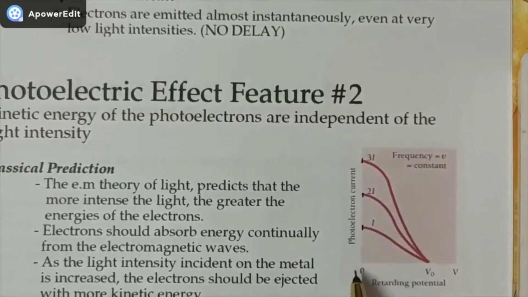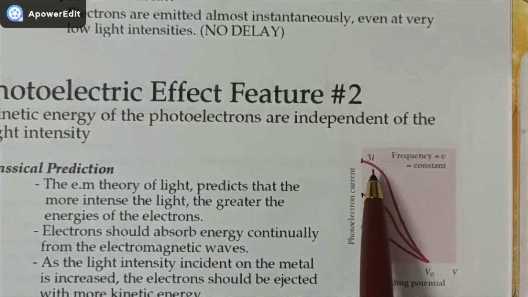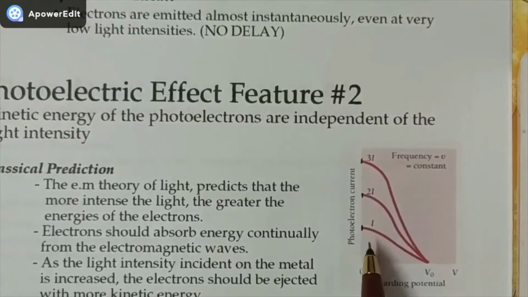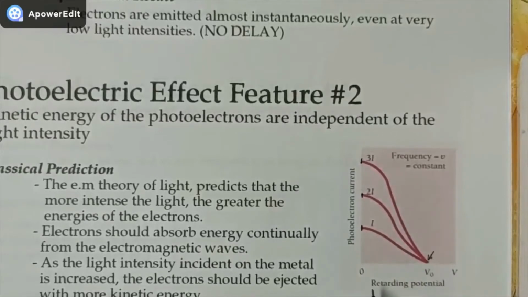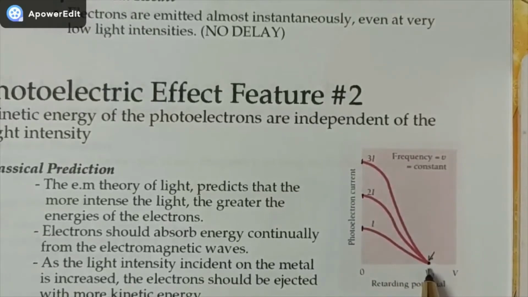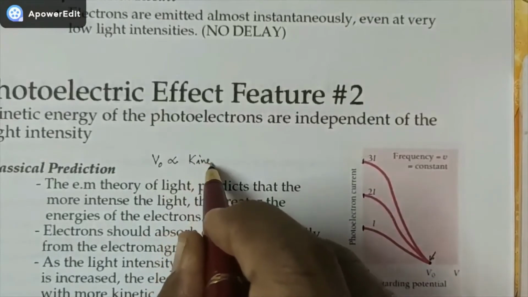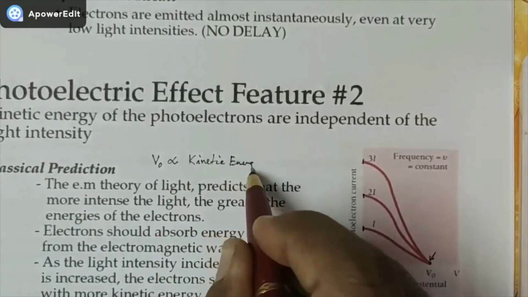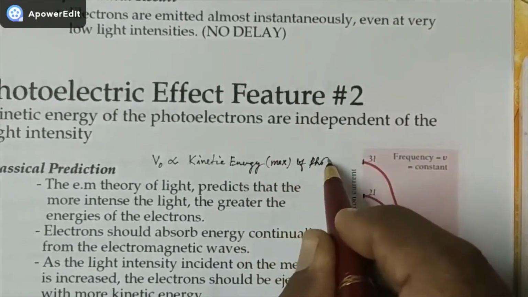But what is interesting is that the number of electrons is increased when I increase the intensity, but the current goes to zero at the same potential. That means whatever the number of electrons coming out from the metallic surface, their kinetic energy is the same, because V0 is directly proportional to the maximum kinetic energy of the photoelectrons.